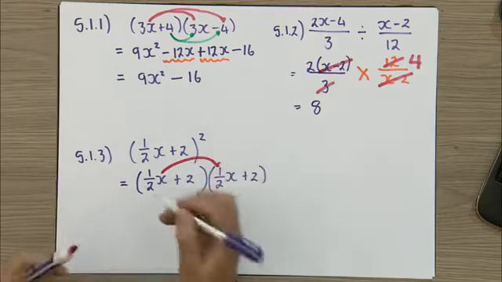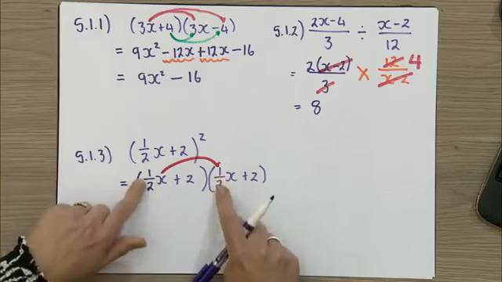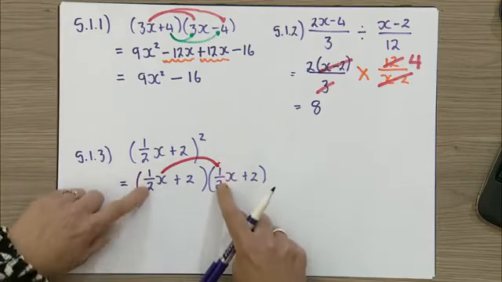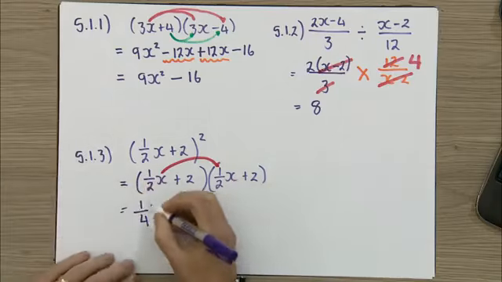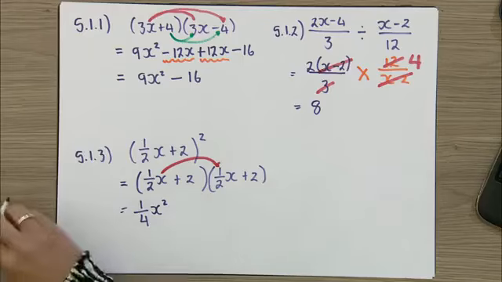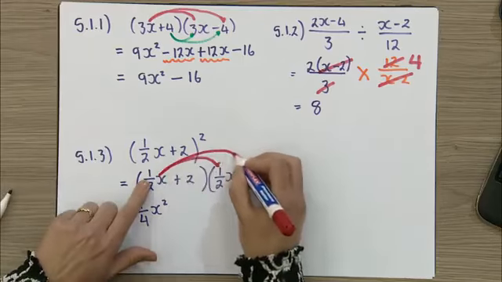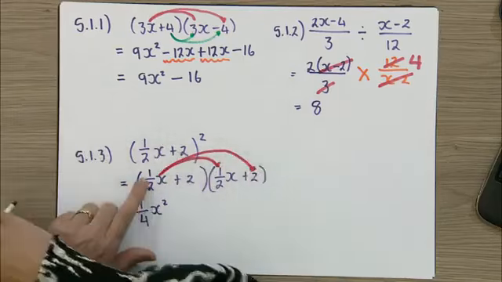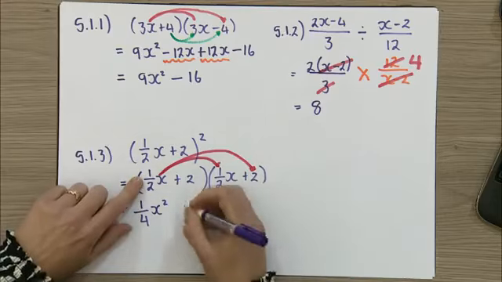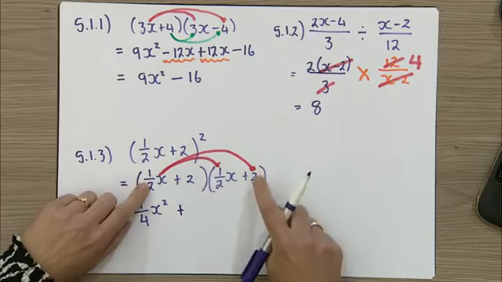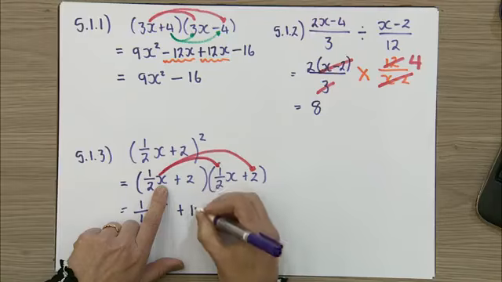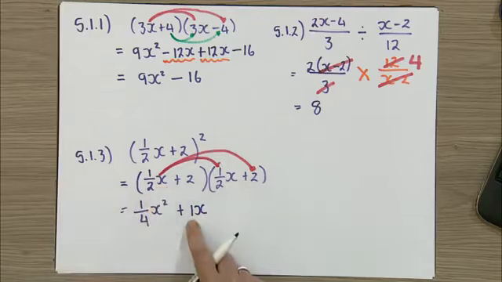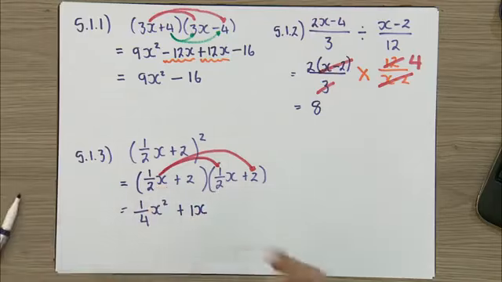Okay, first terms. A half times a half. 1 times 1 is 1. 2 times 2 is 4. So it's 1 over 4 or a quarter. And x times x is x squared. Now a half x times positive 2. Let's do the signs first. A positive times a positive is a positive. A half times 2. If you're not sure, use your calculator, but a half times 2 is 1. 1 what? X. So I'm going to say 1x. Remember, you didn't have to write the 1. I write it there just to be safe.